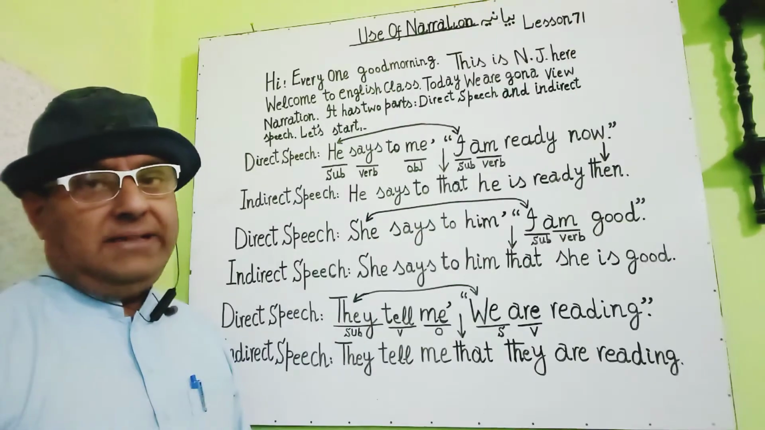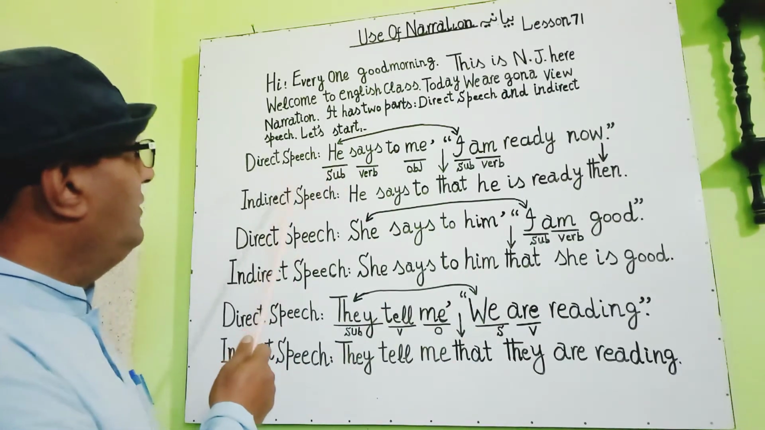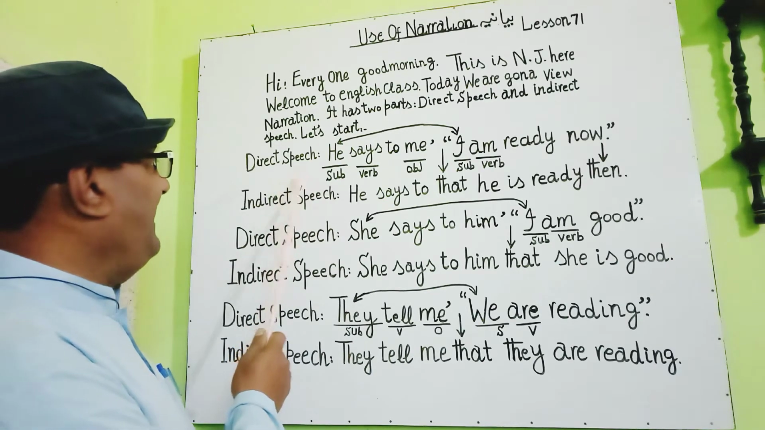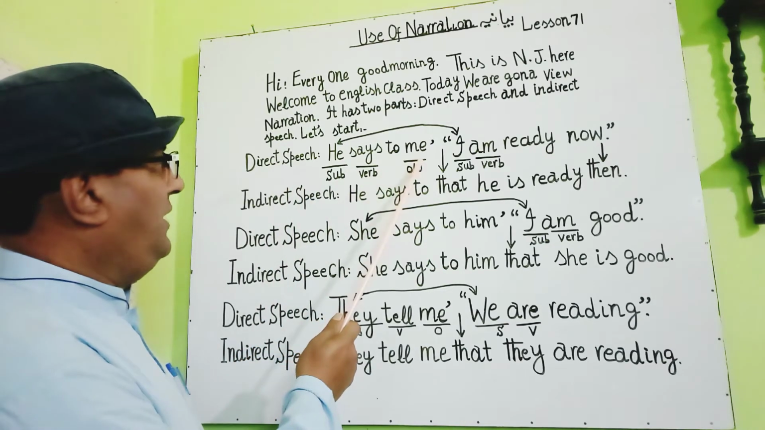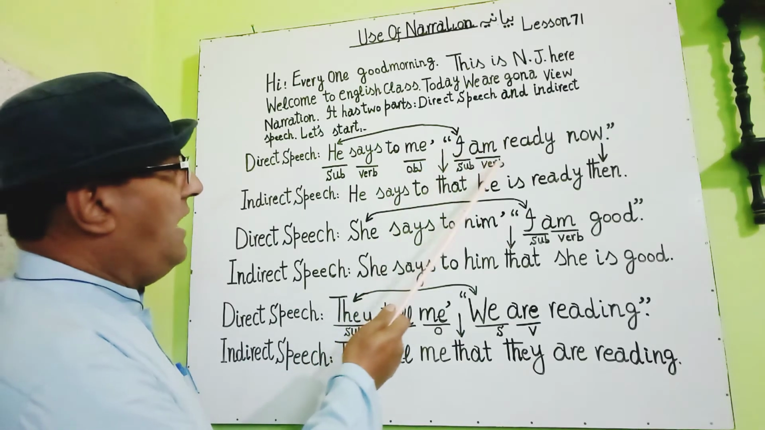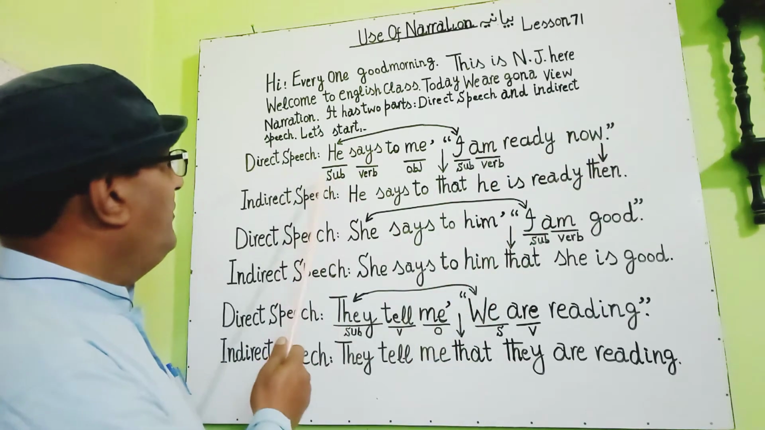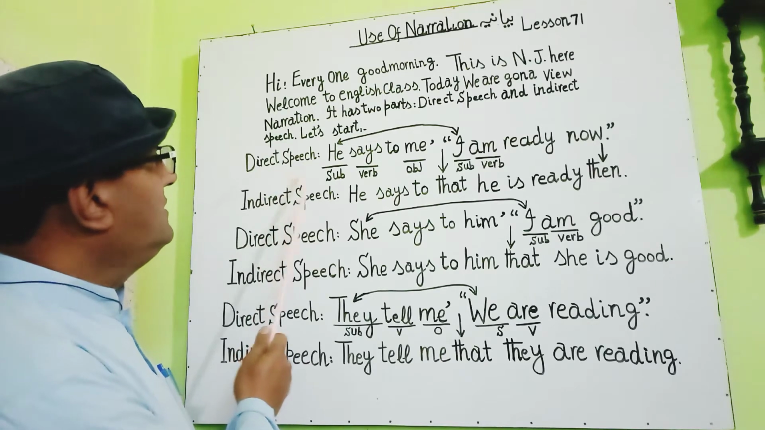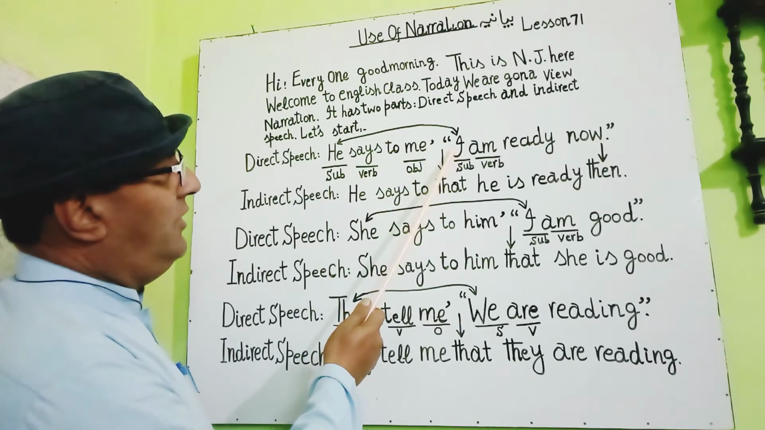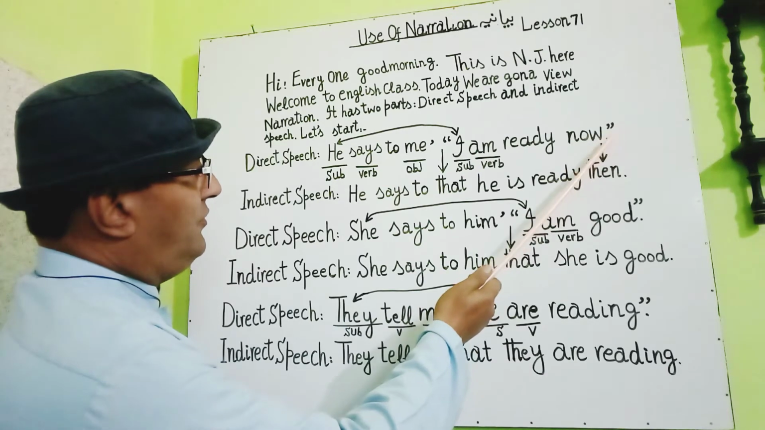Narration has two parts. Let's see up here on this blue board. You can see, guys, direct speech. The first part is direct speech. He says to me, comma, and inverted commas started. I'm ready now. Inverted commas closed, full stop. Say again, direct speech. The sentence is, he says to me, comma, inverted commas start. I'm ready now. Inverted commas closed, full stop.